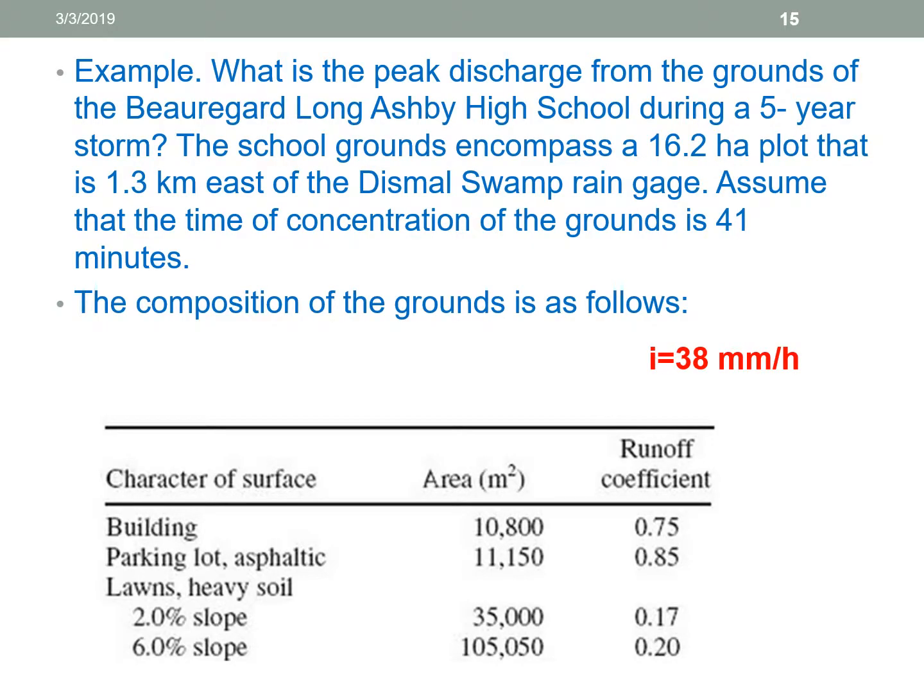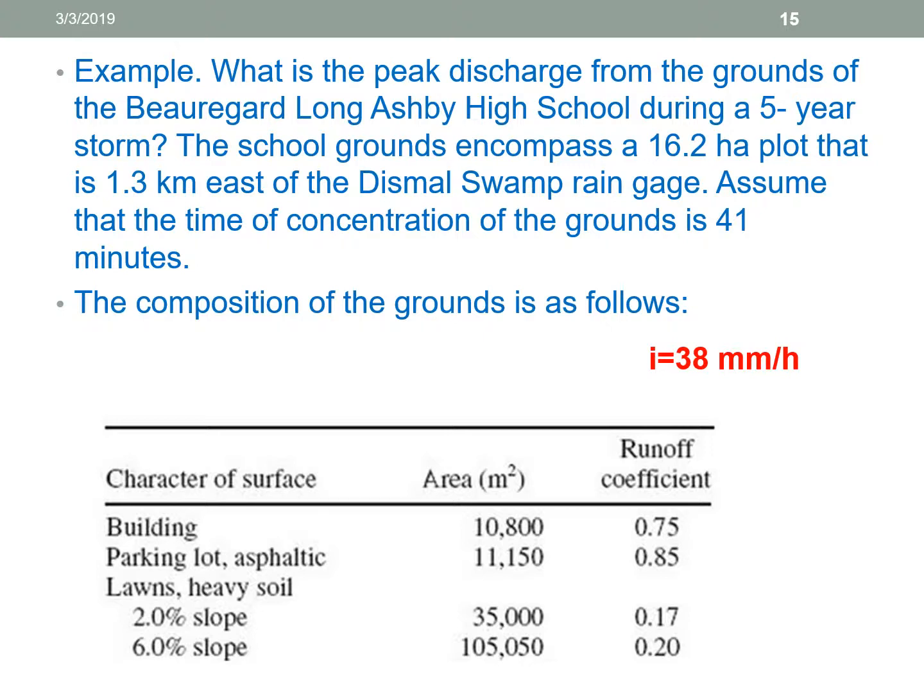Example. What is the peak discharge from the grounds of the high school that we have here during a 5-year storm? So Q equals C times I times area. Here, the school grounds encompass 16.2 hectares. HA means hectares. The plot is 1.3 kilometers east of the rain gauge. Assume that the time of concentration of the ground is 41 minutes. The composition of the ground is as follows.